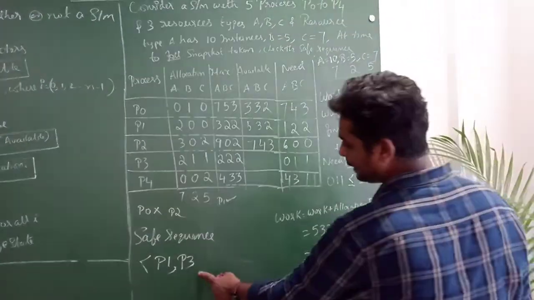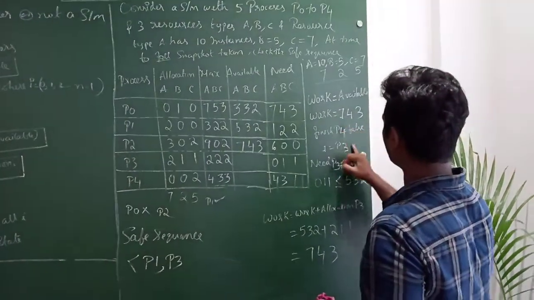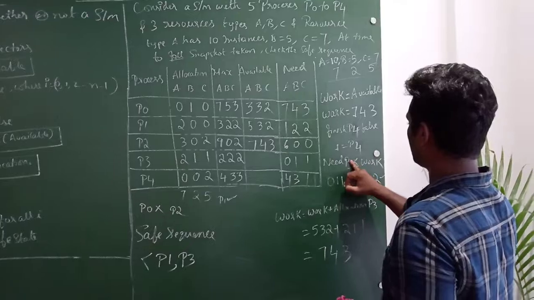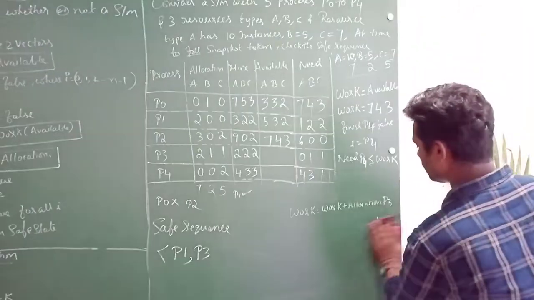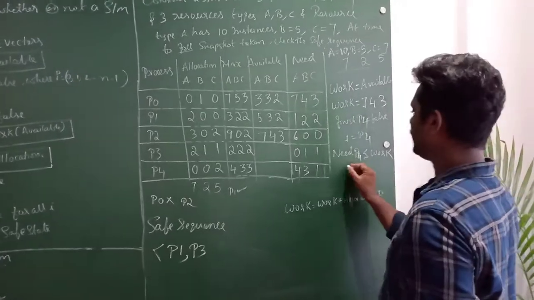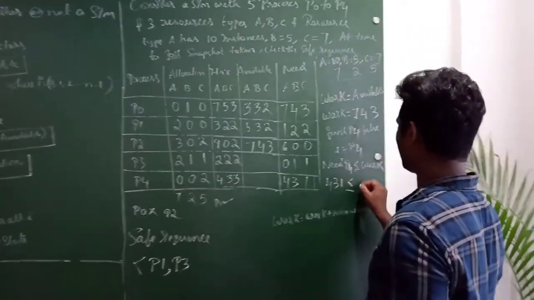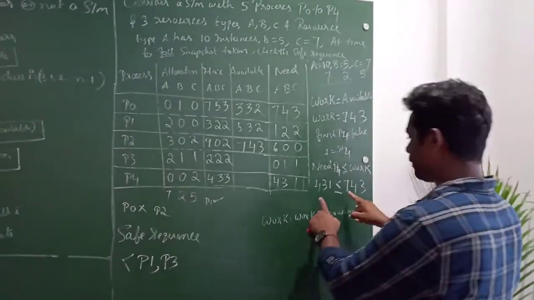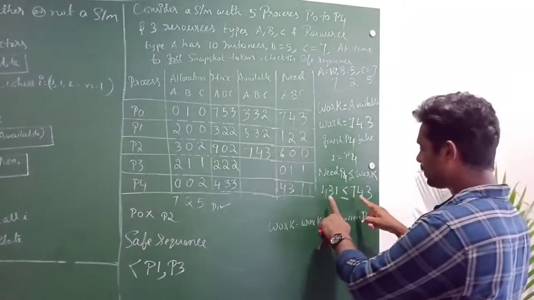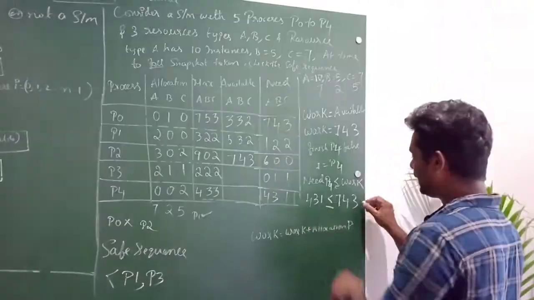Hope you have understood P3 executed. So next I'll check for the P4 process. Need of P4 is how much here? 4, 3, 1 is less than or equal to the new work, which is how much? 7, 4, 3. Yes, 4 is less than or equal to 7, true. 3 is less than or equal to 4, true. 1 less than or equal to 3, it is true.